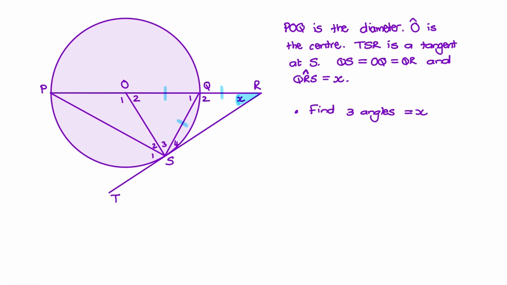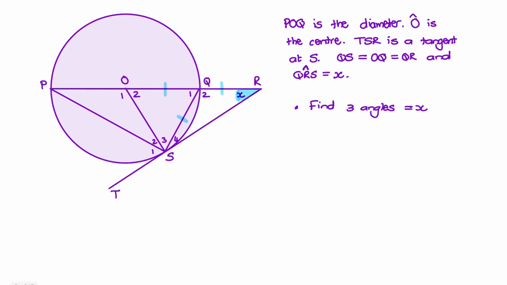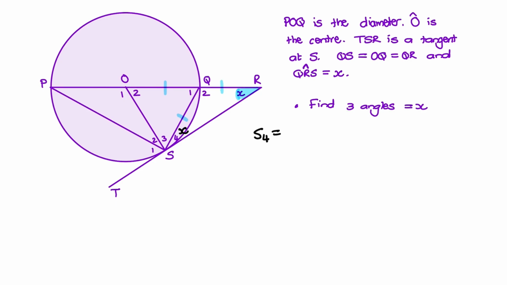Our first question is to find 3 angles equal to x. When I inspect the diagram, I see that one of the arms that form the angle of x is equal to QS. So we have QR and QS equal, and this shape is an isosceles triangle. That will make angle S4 also equal to x. But we don't say isosceles triangle, we say angles opposite equal sides.